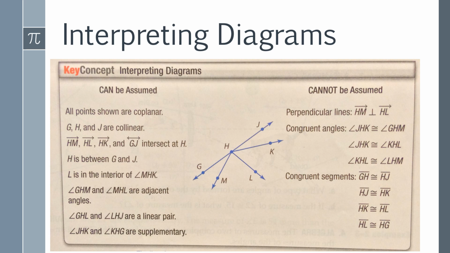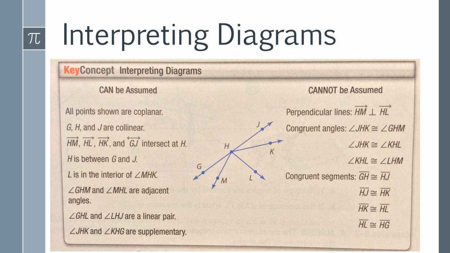If I look at the things we can assume, we can say all these points are on the same plane. I can assume G, H, and J are on the same line. They're drawn that way, so we're going to assume that. We can assume that ray HM, ray HL, ray HK, and line GJ all intersect at point H. We can look at the diagram and say H is between G and J. We can also say that L is in the interior of angle MHK.